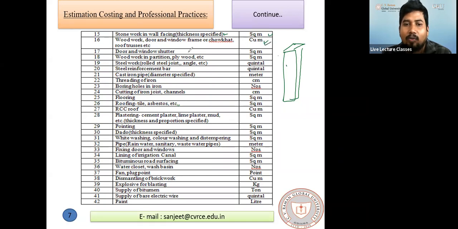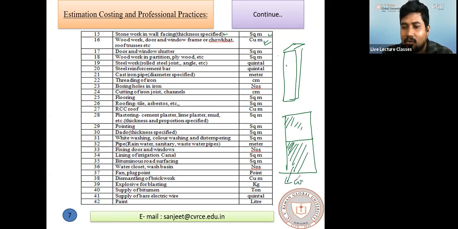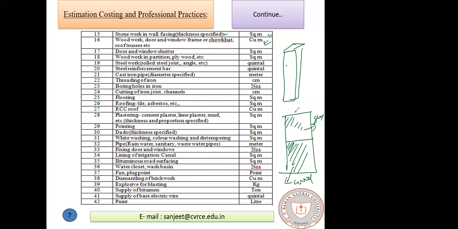And what about the door and window shutter? Suppose this is a door. In this door, I am fixing two panels. One glass panel is at the top and a small thin wooden panel at the bottom. This one is wood and this one is glass panel. You see, in the glass panel, as compared to the thickness, the length and the height are both very large. Yes or no? Yes, sir. So I can say the unit is in square meter.